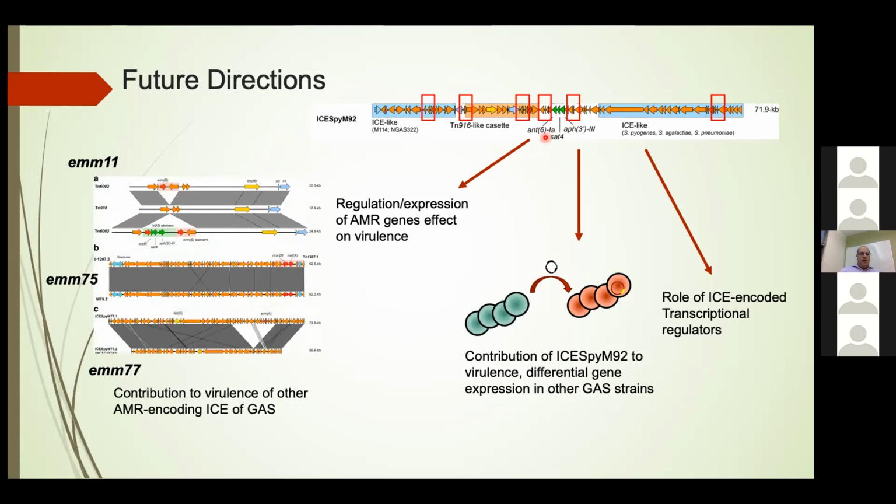And finally, we also want to look at these other ICE. So we know that there are different ICE encoding antimicrobial resistance in these strains that are being isolated from invasive cases of GAS infection with increasing frequency. So are those ICE also contributing to the virulence of the strain background?